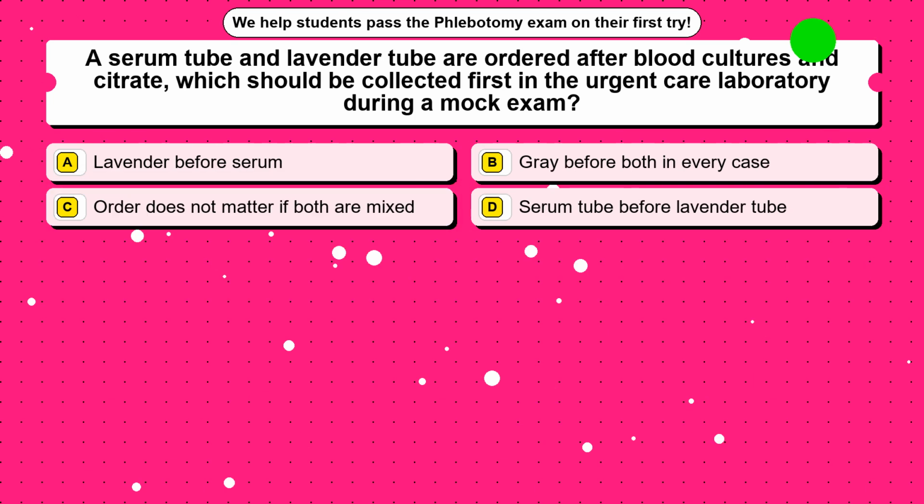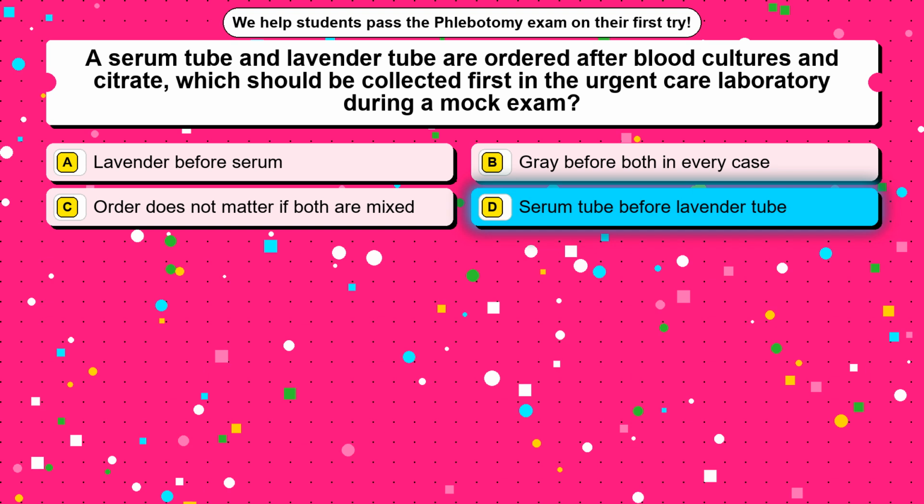Question 99. A serum tube and lavender tube are ordered after blood cultures and citrate, which should be collected first in the urgent care laboratory during a mock exam? Option A, lavender before serum. Option B, gray before both in every case. Option C, order does not matter if both are mixed. Option D, serum tube before lavender tube.